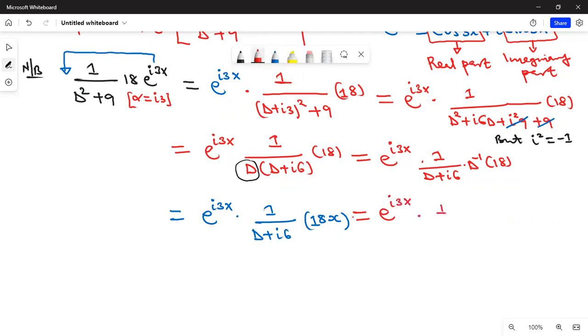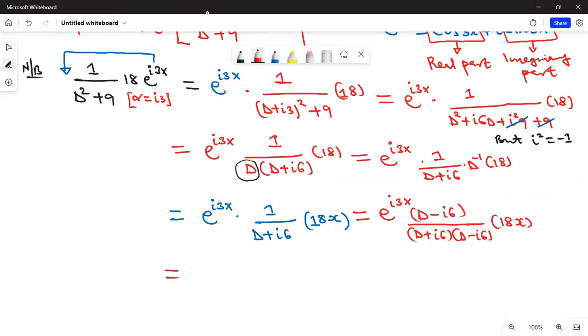Then here we have 1 over, that will now be D plus I6 times D minus I6. Even the numerator you should multiply by D minus I6. So let me rub this and replace it by D minus I6 in the numerator. So here we have D minus I6. Here we have 18x.